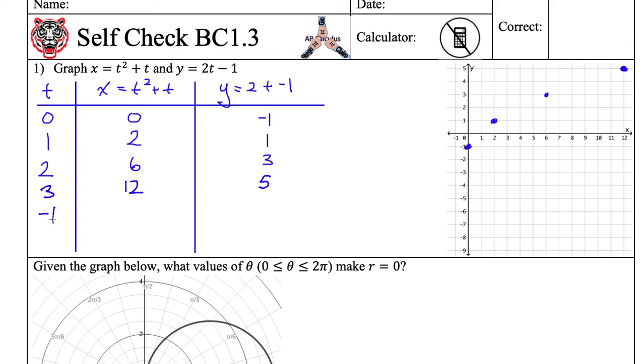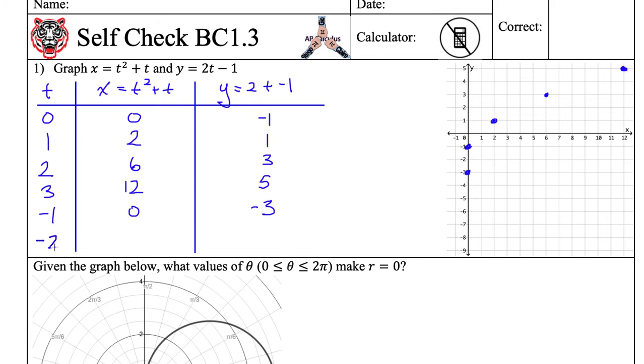Let's see what happens when I do negative 1. Negative 1 squared is 1, and then 1 plus negative 1 is 0, so we get another x-coordinate of 0. And for over here, when I plug in negative 1, negative 2 minus 1 is negative 3, so 0, negative 3. Ooh, I can kind of guess what's going to happen. I'm going to guess it's some sort of parabola shape.